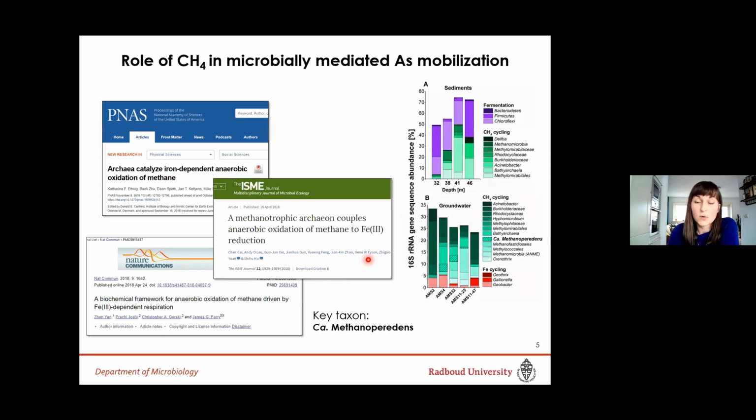So I looked at the microbial community, both in sediments and in the groundwater. And it was quite striking to see that, in fact, microorganisms involved in a methane cycle were way more abundant than microorganisms involved in an iron cycle. And what was particularly interesting and exciting was that indeed Candidatus Methanoperedens, we could pretty much find it in most of the wells we were monitoring.